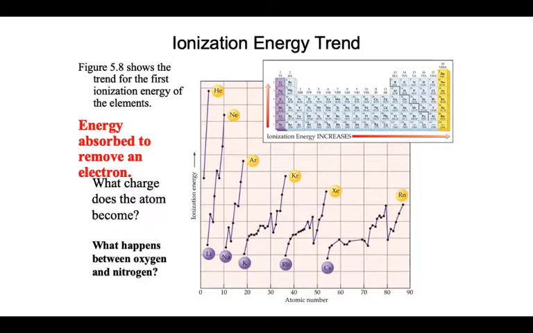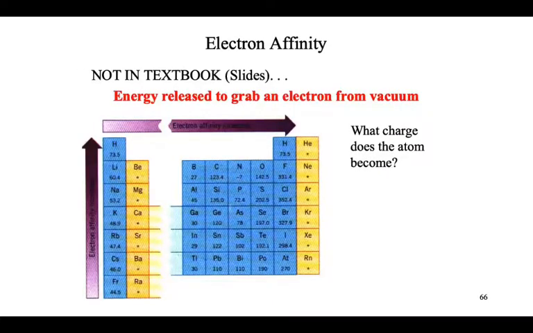See, there it is. Electron affinity. Not in the textbook, it's only in the slides, but we're going to keep it really short and sweet. Electron affinity is the energy released when an electron is grabbed from the vacuum. So if I'm an atom and I take an electron from the vacuum, it's going to release energy because the vacuum is higher in energy than any of my orbitals. What would my charge become? Negative. I gained an electron. That's what I want you to know. There's trends too. Don't worry about them.